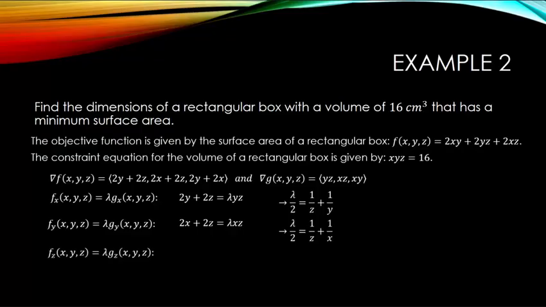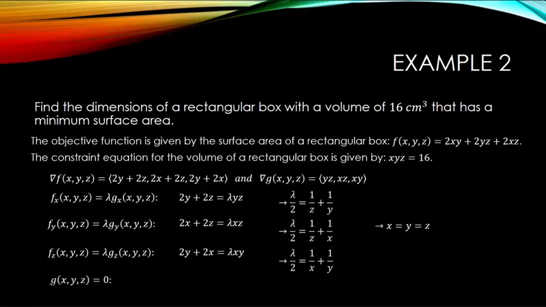Fz at xyz is equal to lambda times gz of xyz. I get 2y plus 2x is equal to lambda times xy. This implies that lambda over 2 is 1 over x plus 1 over y. This tells me that x is equal to y is equal to z.